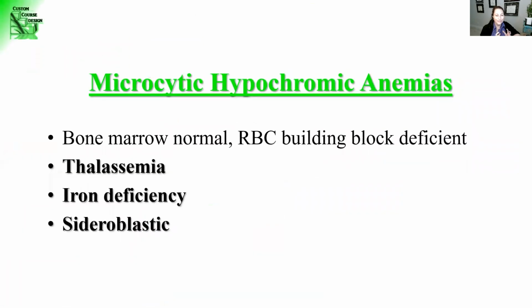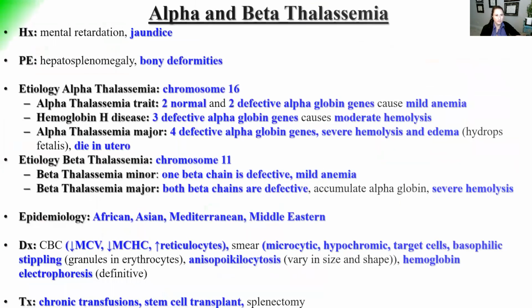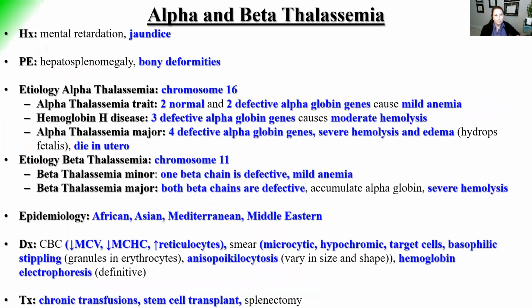Let's get into the meat and potatoes now of the objective. So remember, in our microcytic hypochromic anemias, our factory is working, but we have a deficiency in the red blood cells. So we'll talk about thalassemia, iron deficiency anemia, and sideroblastic anemia. So let's start off with our thalassemias. There's several different types of thalassemia. The two umbrella categories are going to be alpha and beta, and there's different types within each of those.